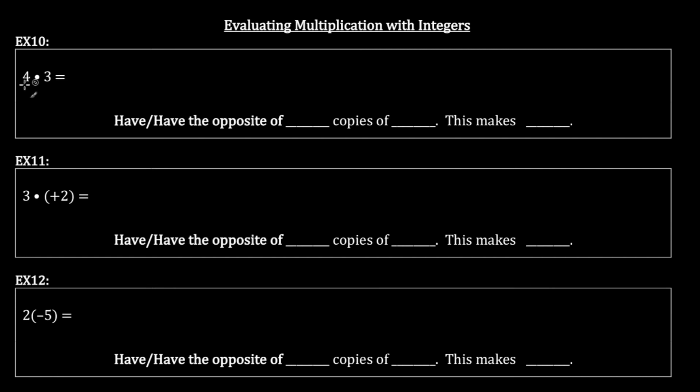So right here we have 4 copies of 3. So 4 copies of 3. So we have 3, 3, 3, 3. We have 4 copies of 3, which makes 12, because 4 copies of 3 is plus 3 plus 3 plus 3 plus 3, which would be positive 12.